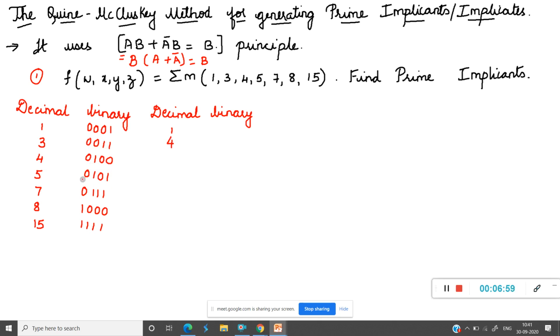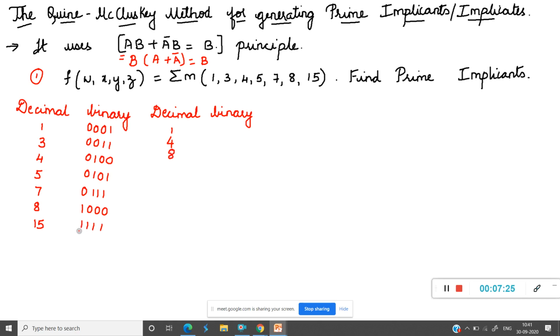Next 5 students, see this students, it has 5 is 0, 1, 0, 1. So how many ones are there? 2 are there. So it belongs to next category. This one, it is having 3 ones. So it belongs to next category because it is having 3 ones. Next students, see there 8. 8 is having only 1. Number of ones is 1. So it belongs to the first category.